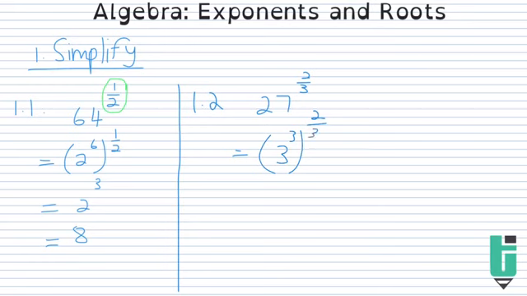Instead of taking out your calculator, just on the sidelines or in your head, write this out. You technically have 3 over 1 multiplied with 2 over 3. You'll see your 3's cancel out, and you're left with a 2. So this will then simplify to 3 to the power 2, and 3 to the power 2 is 9.